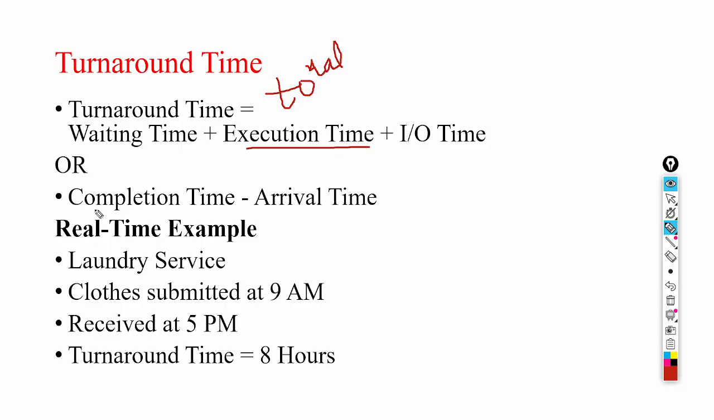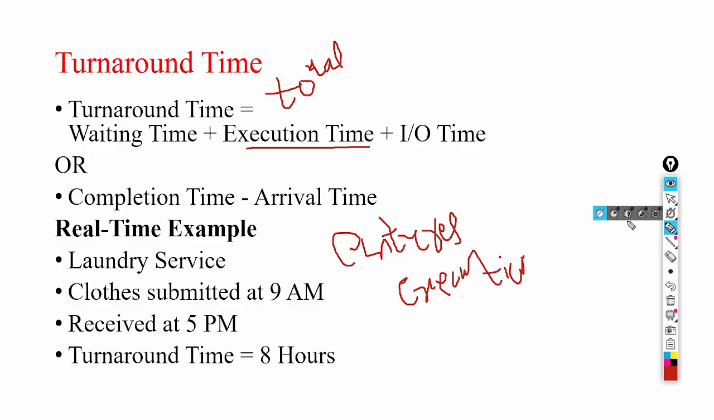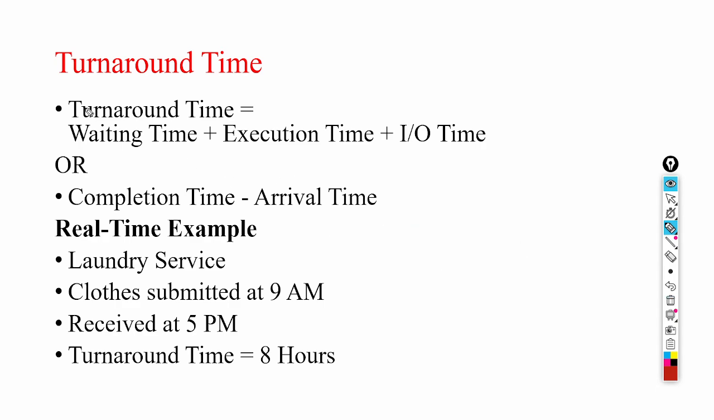It starts when the process enters and ends when the process finishes the execution. There are two formulas for turnaround time: completion time minus arrival time, and one more formula, turnaround time is equal to waiting time plus execution time plus input output time.